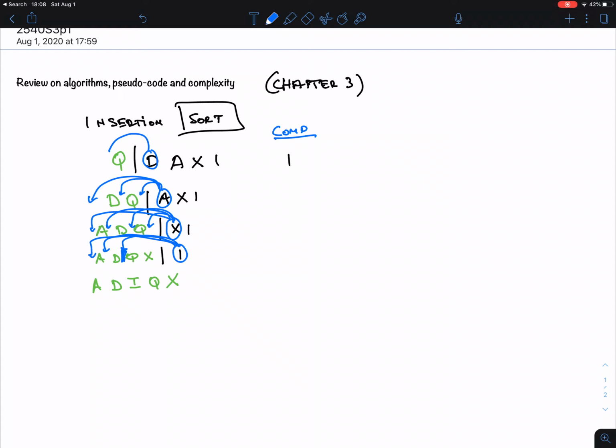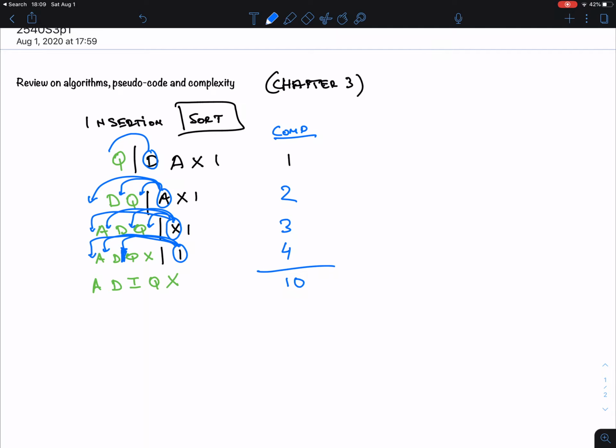It's how many times you carry out the core of the subroutine, the core program, okay? So there's one comparison. Now, when I have A, I have to compare with the new list. The green list now consists of 2 elements, so there are 2 elements I have to compare with. So here I have 2 comparisons with this A. For X, I have to compare with A, D, and Q, 3 elements. And then for I, finally, I have to compare with 4 elements. So in total, we have 10 comparisons here.